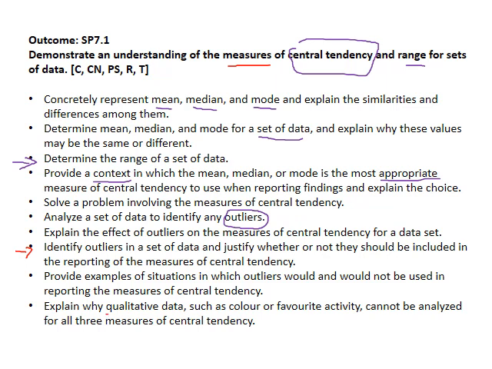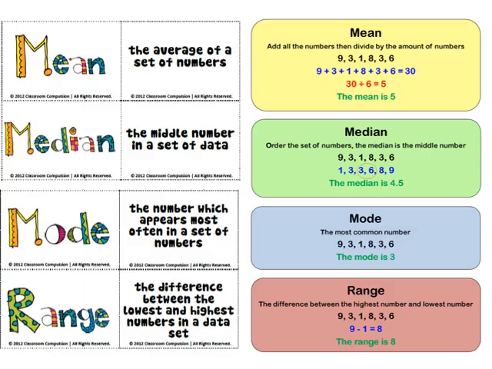Explain why qualitative data, such as the color or a favorite activity, cannot be analyzed for all three. There's only one of these measurements that you can use with a set of data that isn't numbers. So if I was asking you what your favorite flavor of ice cream is, there's only one of these ones that we can use. So we will see which one that is.